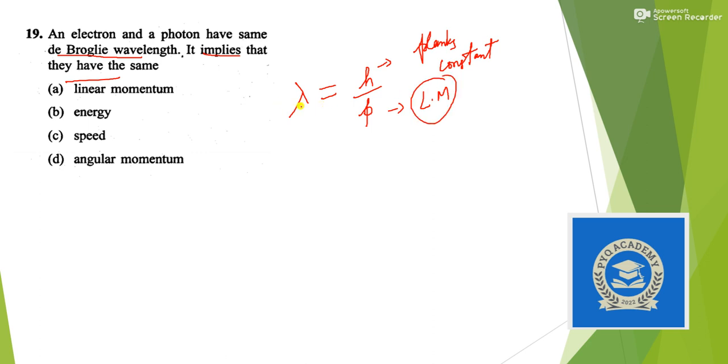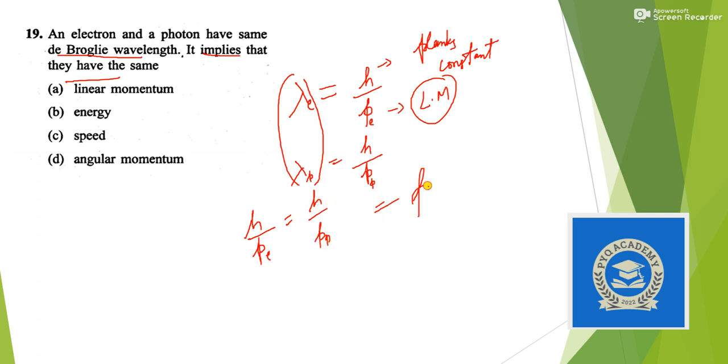So let's take lambda e for the de Broglie wavelength of the electron. h will be the same, and let momentum be pe. Similarly for the proton, h will be the same, and let momentum be pp. So if we compare this and it is equal, then definitely h by pe equals h by pp. Now pp equals pe. That means the linear momentum of electron and proton will be the same. So our answer is option A.